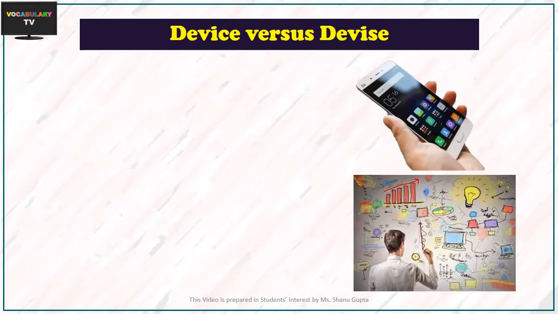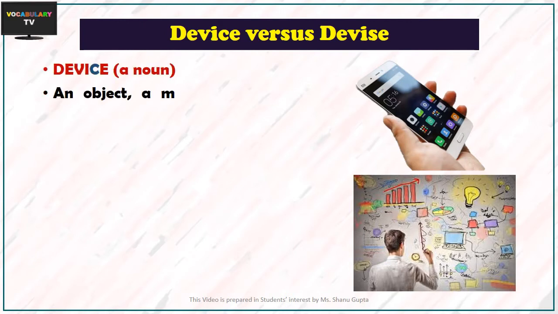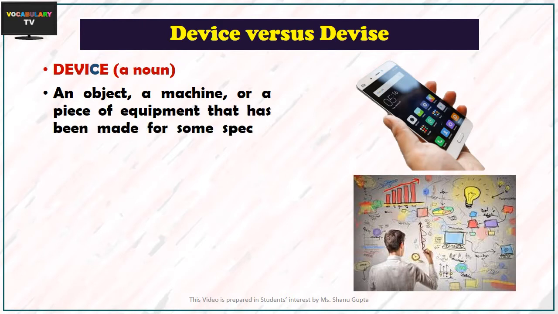A similar pattern is observed in the word pair device and devise. While device, which ends with an "ice", is a noun, devise ends with "ise" and is a verb. A device is generally an object, a machine, or a piece of equipment that has been made for some special purpose. So I can talk of a device such as a smartwatch or a smartphone. By the way, a smartphone is a very useful and practical device. I can use it to make calls, click photos, surf the internet and play games.